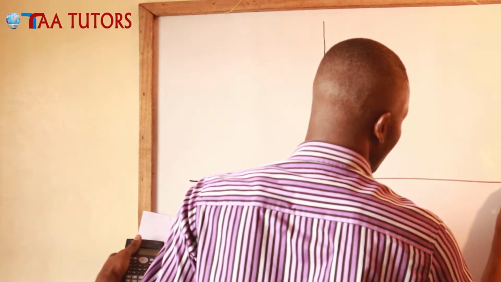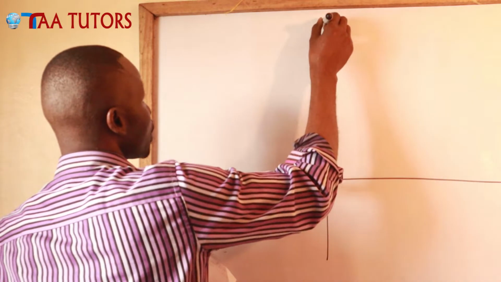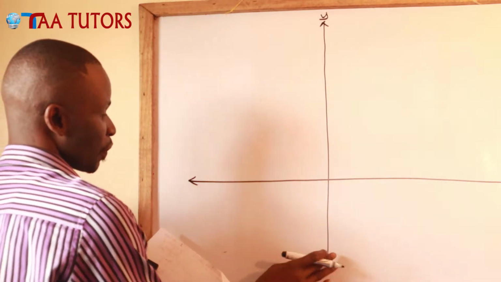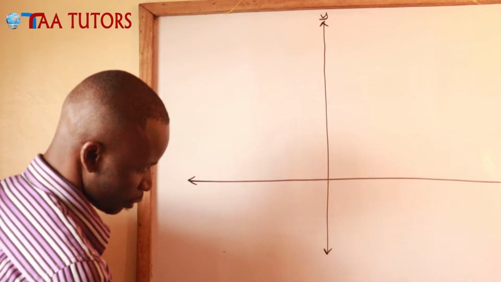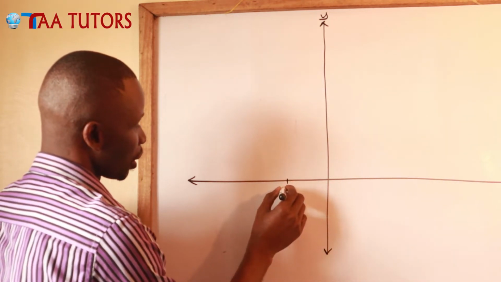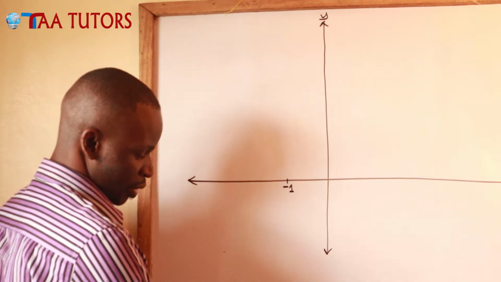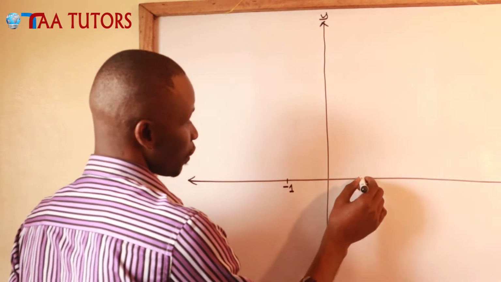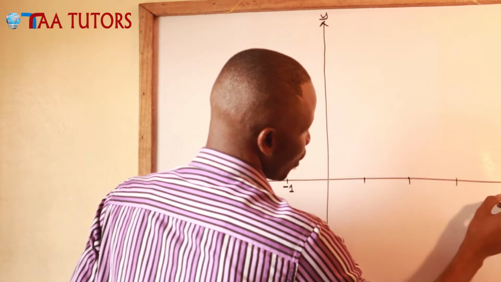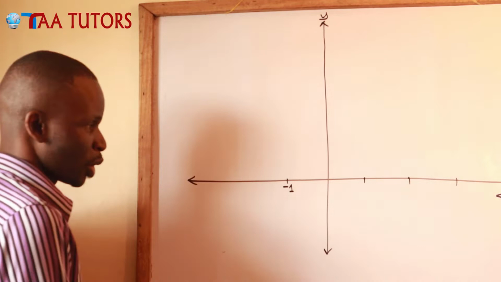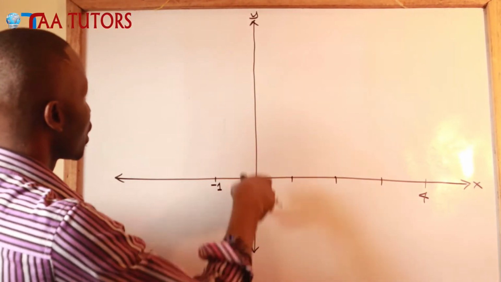If you're doing that, this is the x-axis, this is the y-axis. Let us see what happens. I need to mark this point negative 1. I'll say this is my negative 1 here. If that's (-1, 0), I need (4, 0). So if this is 1, 2, 3, 4, this is (4, 0), where I need it to be. I need to mark also the y-intercept, which is 16. So 16 along the y-axis.